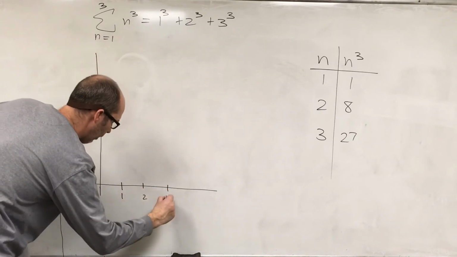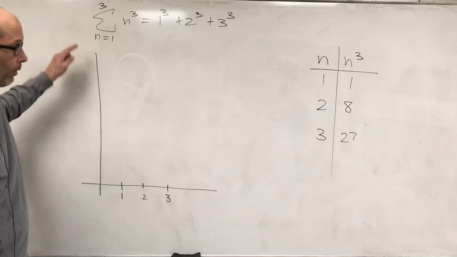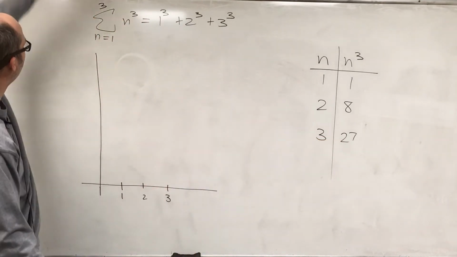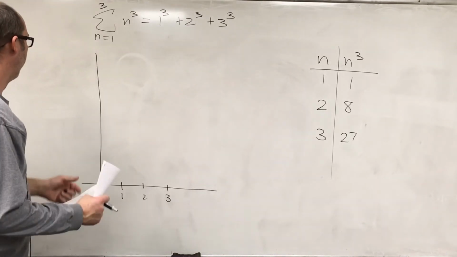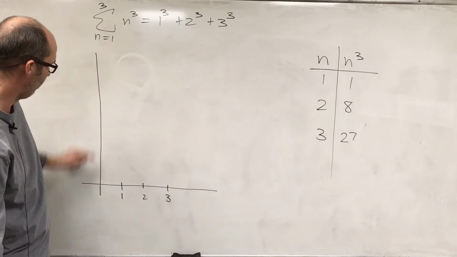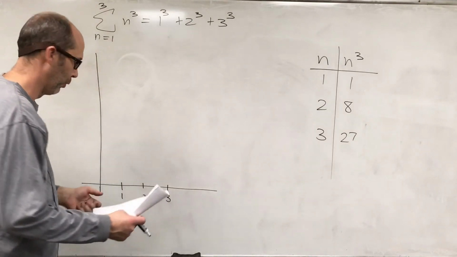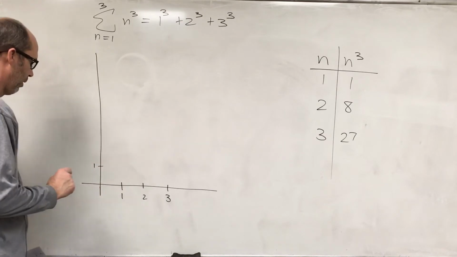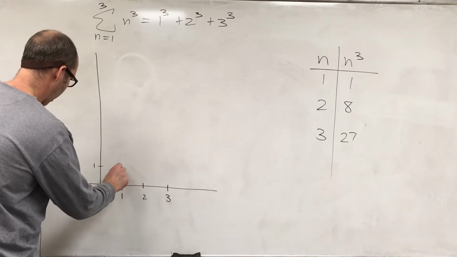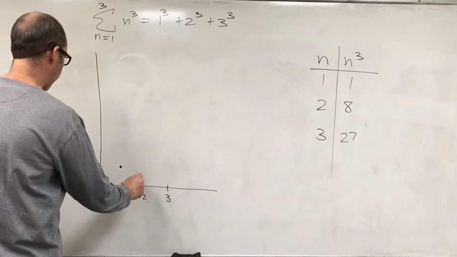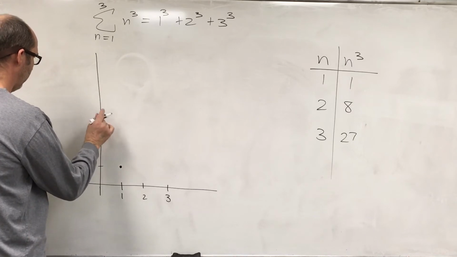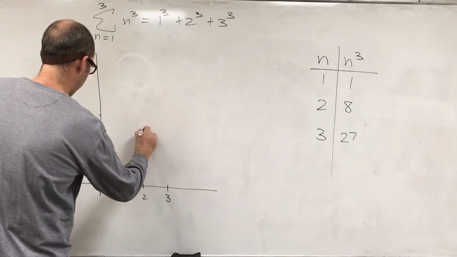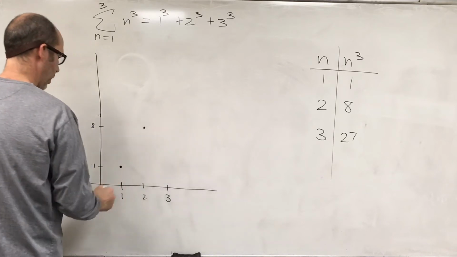Now, I'm not going to be able to do this entirely to scale, because at 3 we have to go all the way up to 27. If I did it exactly to scale with the scale I have drawn here, I'd be way up above the board. So it's not going to be entirely to scale on the y-axis, but it'll hit home the point, and that's the most important part. At 1 we're at 1. At 2, we're at 8. And at 3, we're at 27.